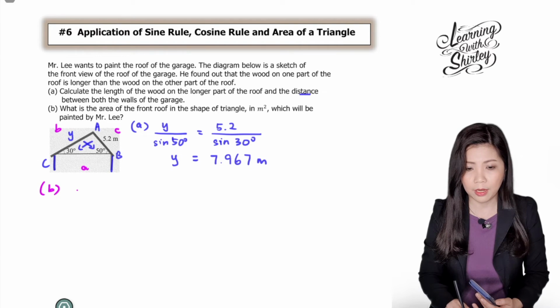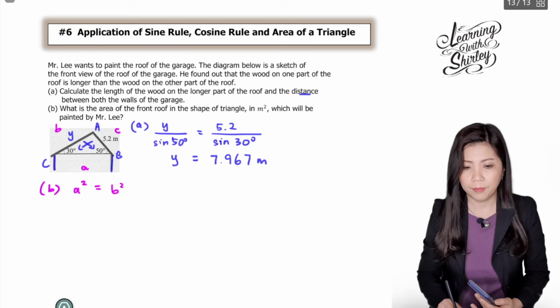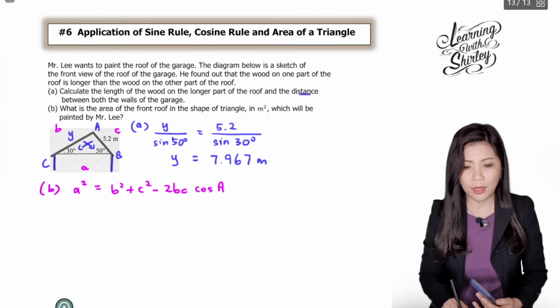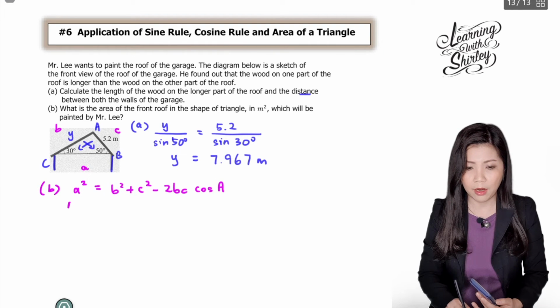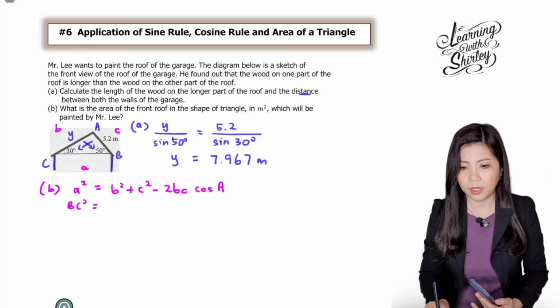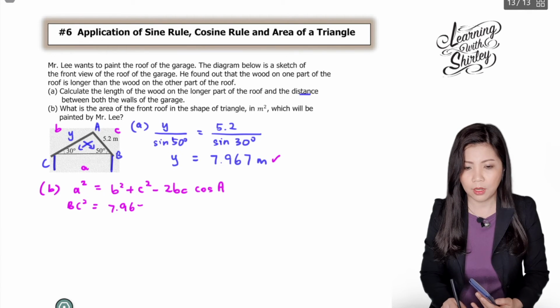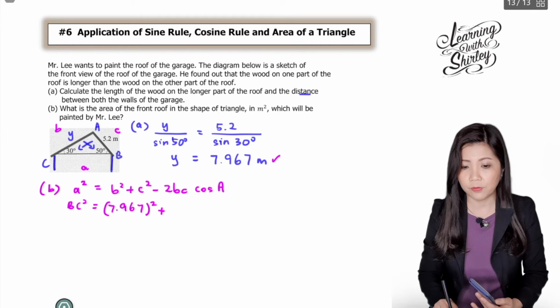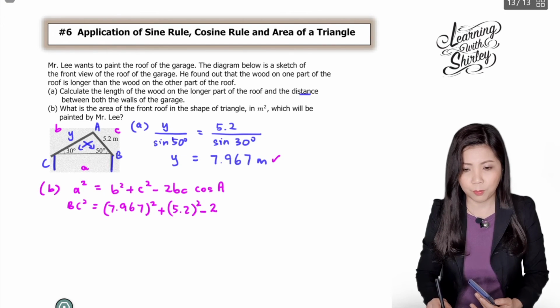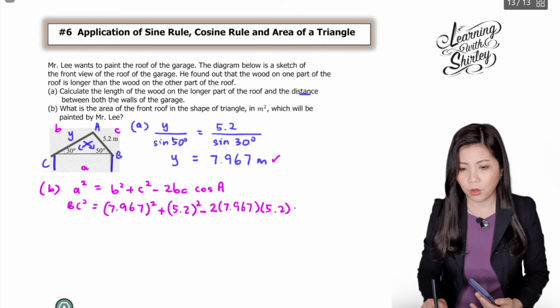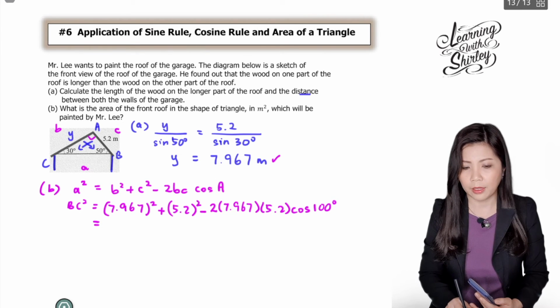So a square equals b square plus c square minus 2bc cos A. So a square equals, b we already found just now, 7.967, the whole thing squared, plus c squared, which is 5.2 squared, then minus 2bc cos A, so 2 times 7.967 times 5.2, then cos A. Angle A here, I'm going to use 180 minus 50 minus 30, which is 100 degrees.